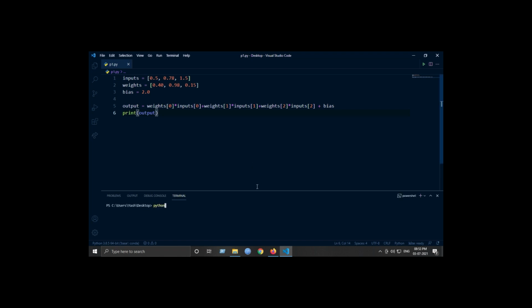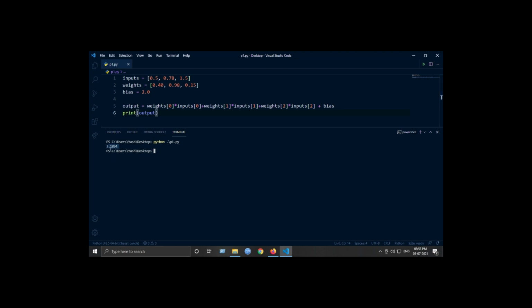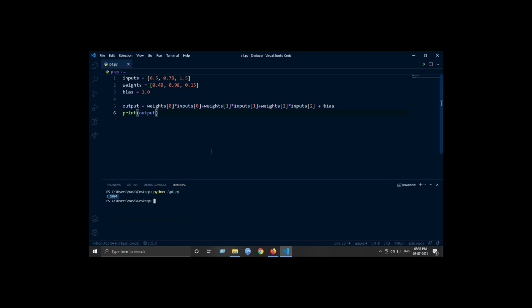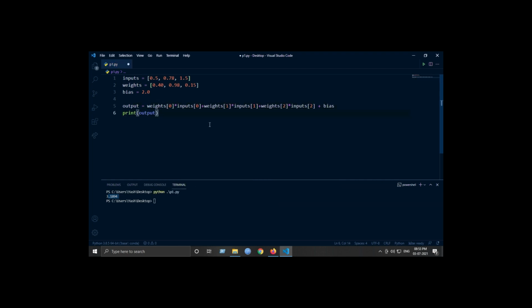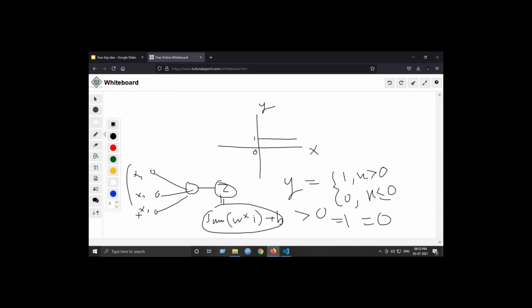Now if we run it, python b1.py, this is what we get as our output of one neuron: 3.18. We can also round this by putting it inside the round function, but that's not necessary right now. I just wanted to explain the basic thing behind what a neuron does. So this is the output of one neuron, and this is exactly what we are doing in this code.